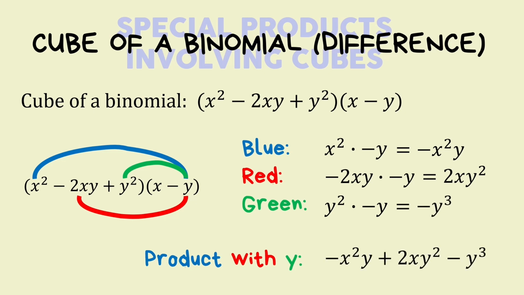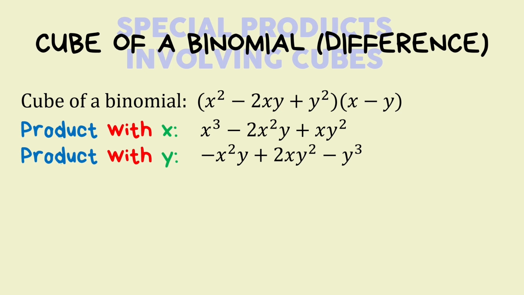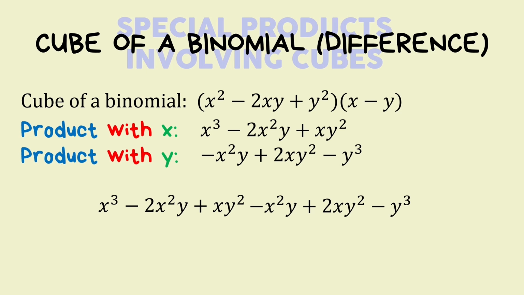And after doing so, we should have the product with y, which is equal to negative x squared y plus 2xy squared minus y cubed. Adding all of this with the product of x, we should have x cubed minus 2x squared y plus xy squared minus x squared y plus 2xy squared minus y cubed.